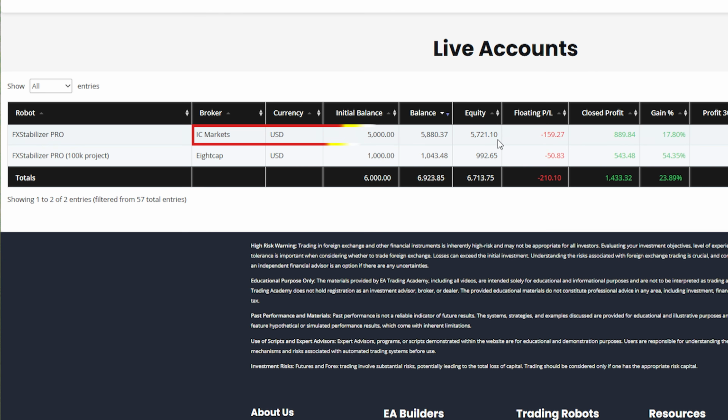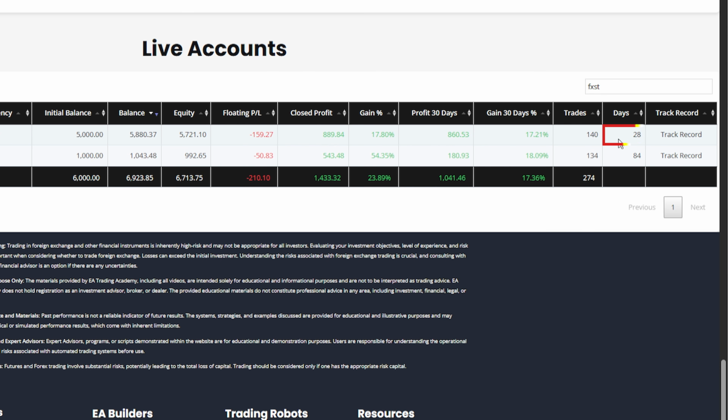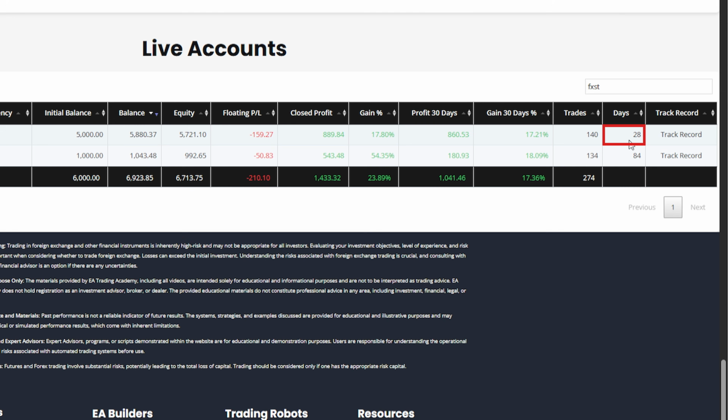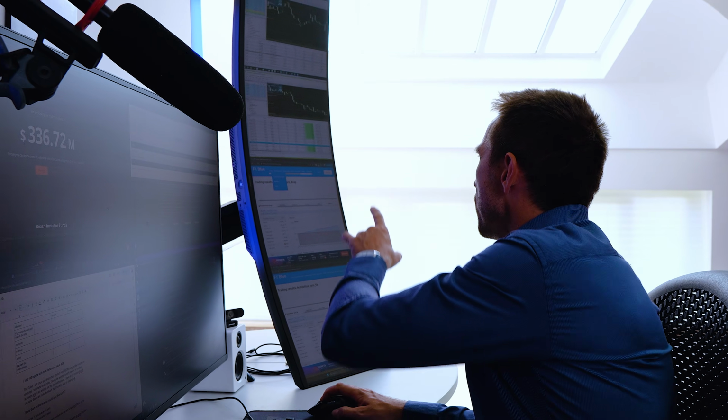The 5K account made 17.8% and it's been trading for 28 days. Did you notice something? The count of trades in the 5K account is even more, even though it's been trading for just 28 days. So I have 140 trades for 28 days and I have 134 trades for 84 days in the other account. And I'll show you why that is.